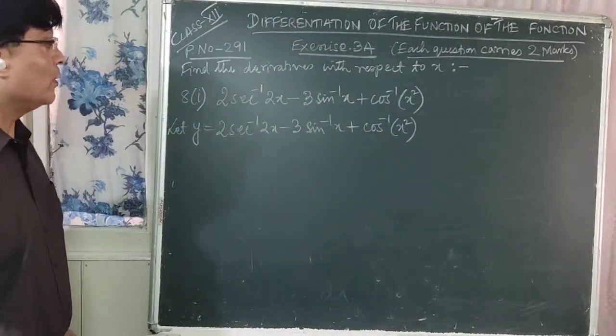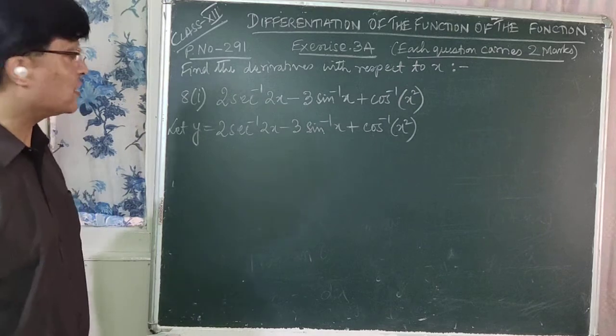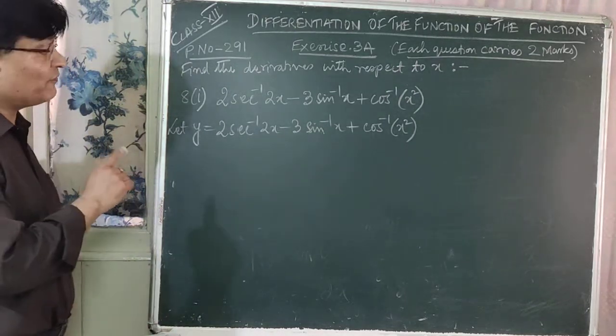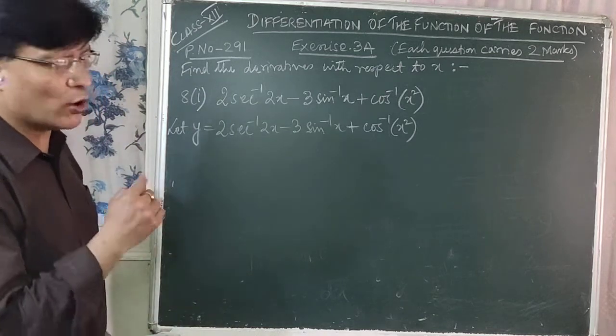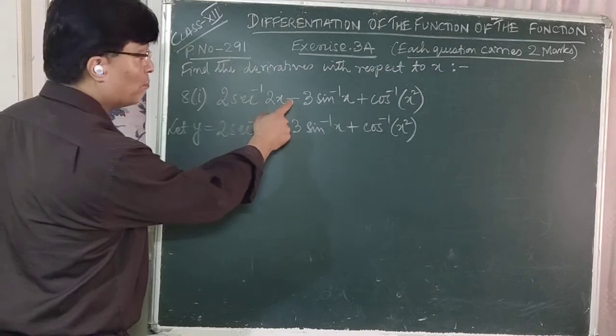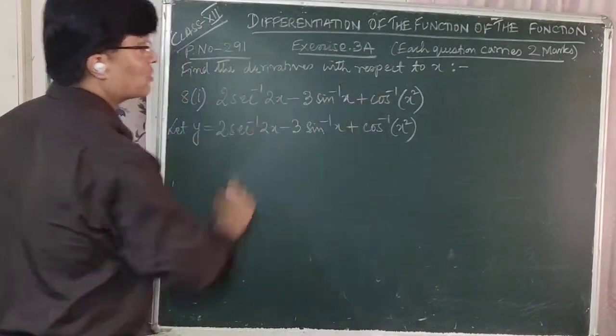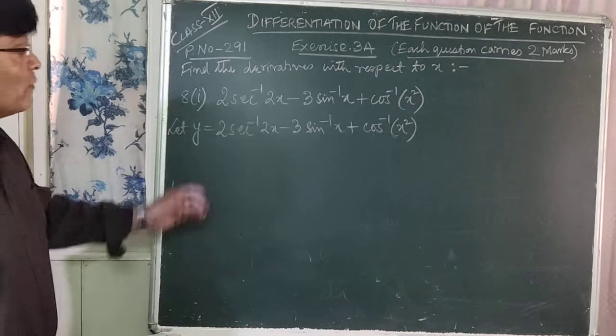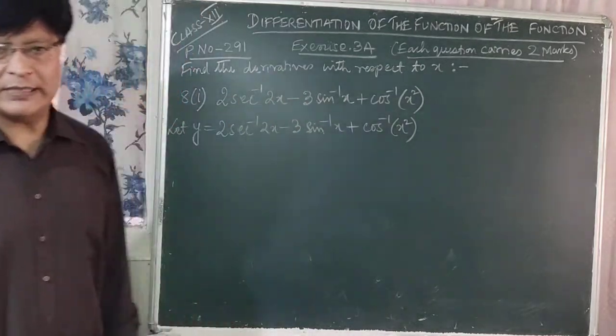So now we will do the next question, that is 8 number 1, right? So what is 8 number 1 here? You have to find out the derivatives with respect to x of the functions 2 sec inverse 2x minus 3 sin inverse x plus cos inverse x square. So you have to find out the derivative of all these three functions given here.